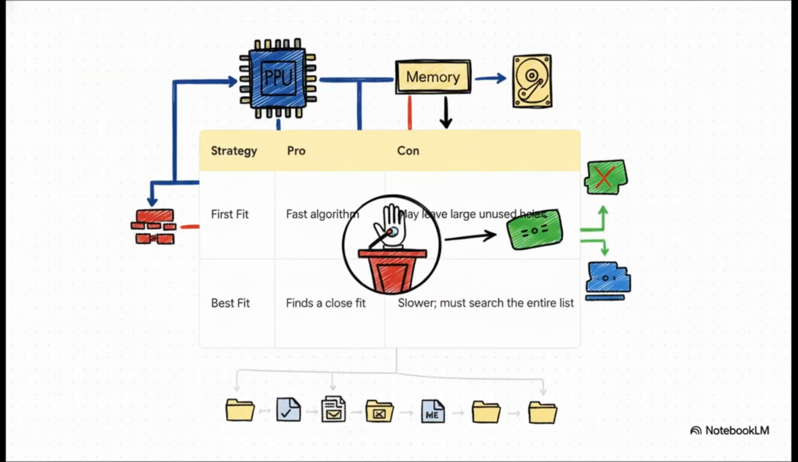And this really highlights a constant trade-off the OS has to make: speed versus efficiency. First fit is faster, right? Because it doesn't have to search everywhere. That can make your system feel snappier when you're launching apps. But best fit, well, it's tidier and wastes less space, which might be a lot more important on a system with limited memory. It's a constant balancing act.